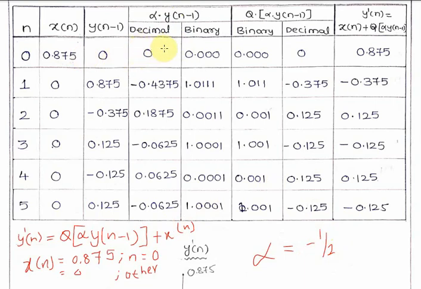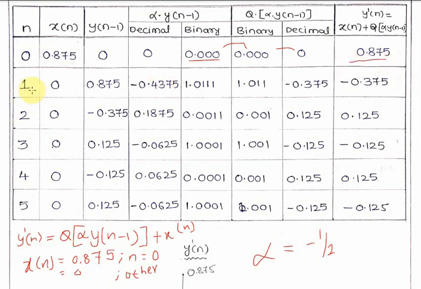If we represent this decimal number in binary, we have taken a finite word length register of 4 bits. One is for the sign bit and the remaining 3 bits are magnitude. So we can represent the binary equivalent like this. After quantization also it is the same 3 bits. The decimal equivalent is 0. Now input x of n value is 0.875, and quantization of alpha y of n minus 1 is 0. If we add x of n and 0, we get 0.875.